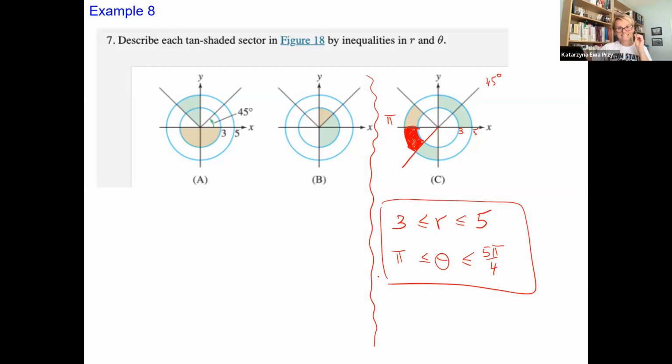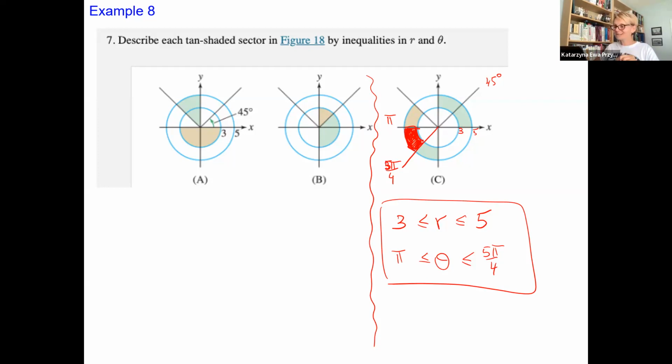Okay. Please pay attention. We always start from the lower angle to the bigger. That's the inequality. I mean, we have to respect the inequalities. Okay. Nice exercise, nice easy points on your test.